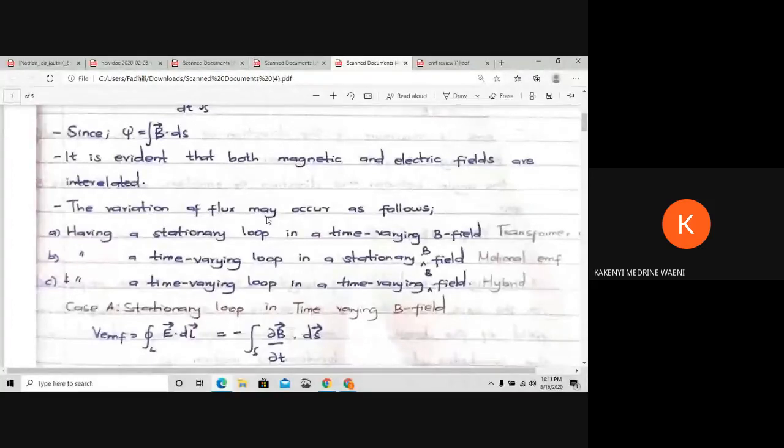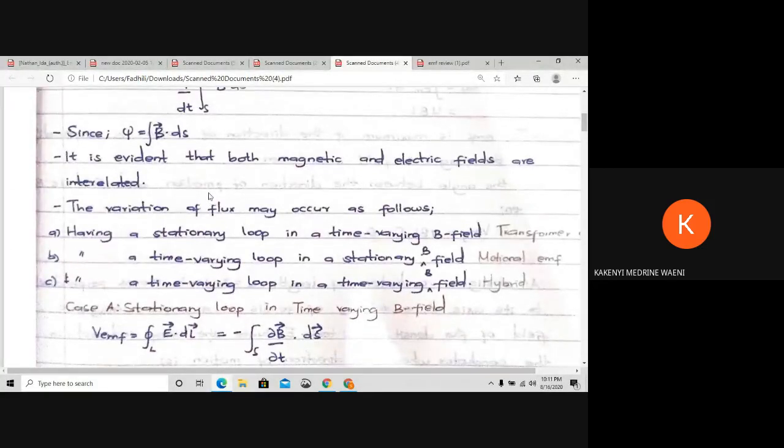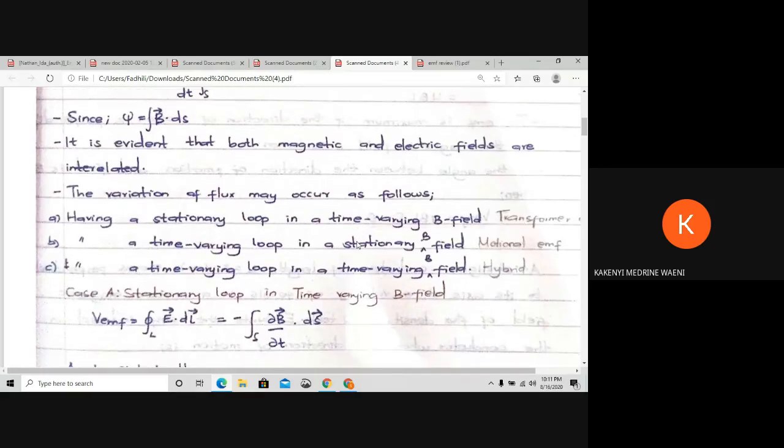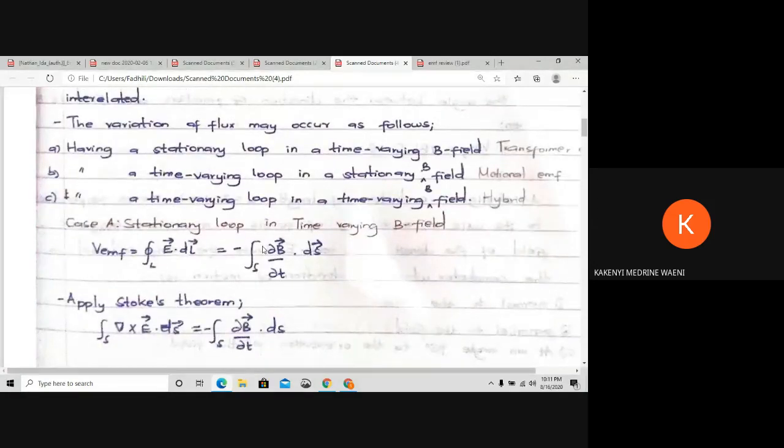So, the variation of flux may occur as follows: having a stationary loop, which is also known as transformer EMF; a time varying loop in a stationary B field, which is motional EMF; and hybrid EMF, which is a mixture of the transformer and the motional EMF. So in case 1, we'll have V EMF is equal to the circular line integral of E dot dl, which is the negative surface integral of the partial derivative of flux density.